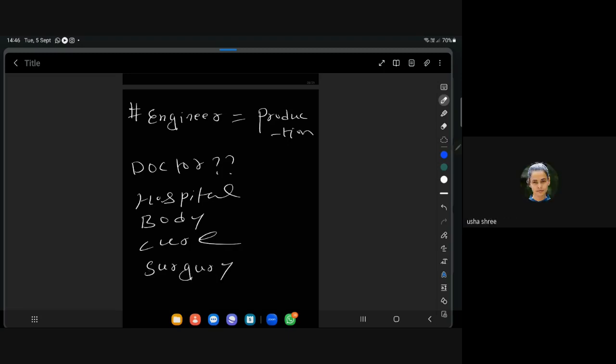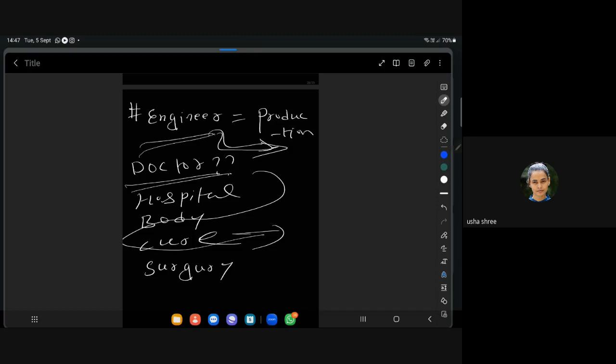Cure, because production is the final product. So what does a doctor do? Finally, he will cure you. This is the final outcome basically. Production is the outcome of engineers, so if you apply this hint, the outcome of a doctor will be cure. His job is to cure the patient.